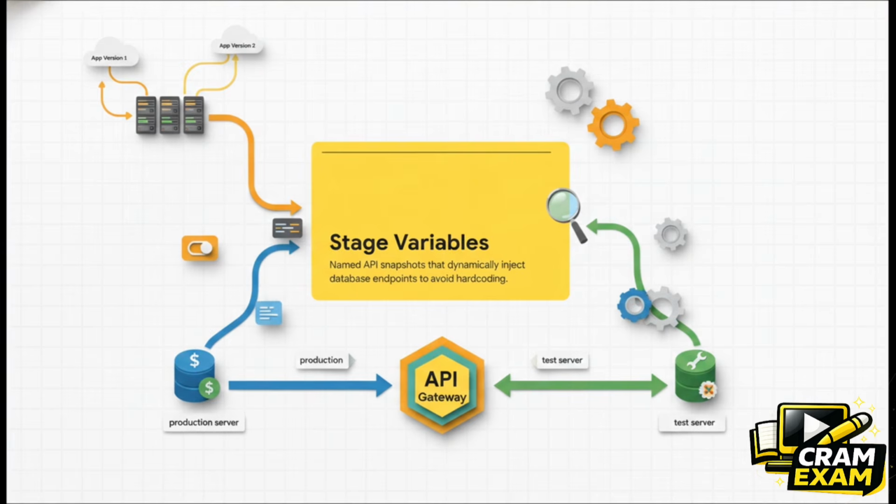But here's where people fail, and I see this all the time. They build this beautiful API, and then they hard-code their backend URLs directly into their integration settings. So what happens?